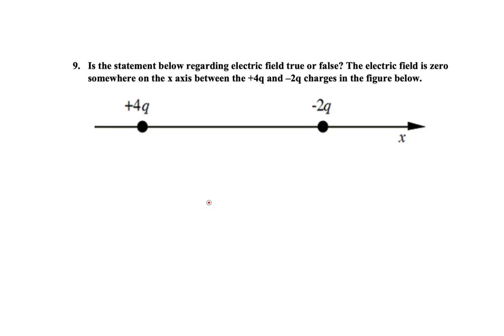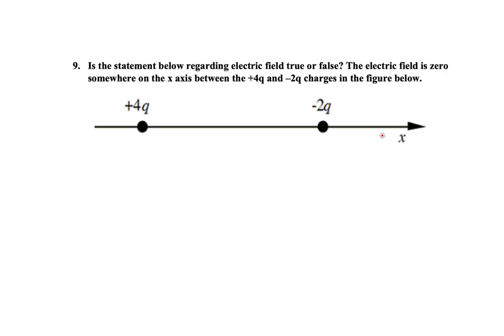Next let's check this one. Is the statement below regarding the electric field true or false? Let's look at the statement. The electric field is 0 somewhere on the x-axis between plus 4q and minus 2q in the figure below. Electric field is 0.